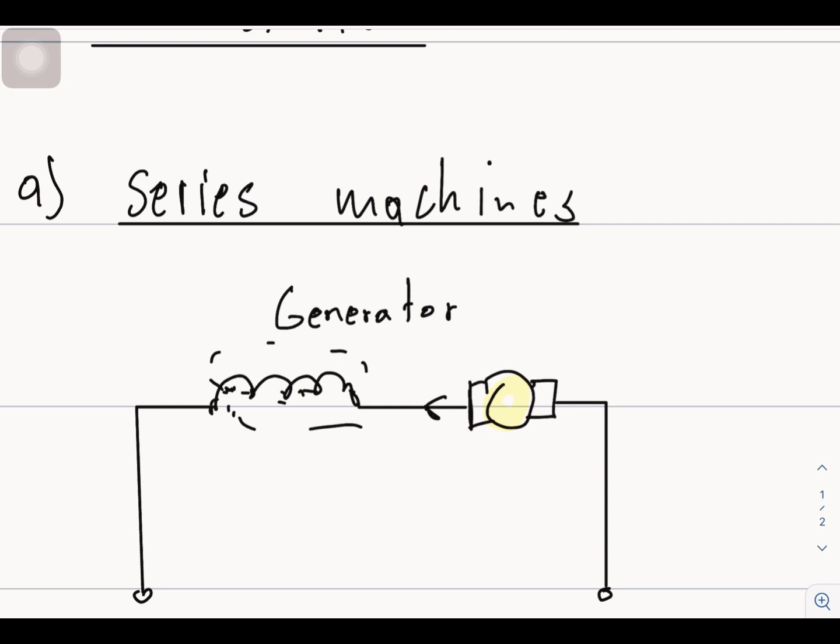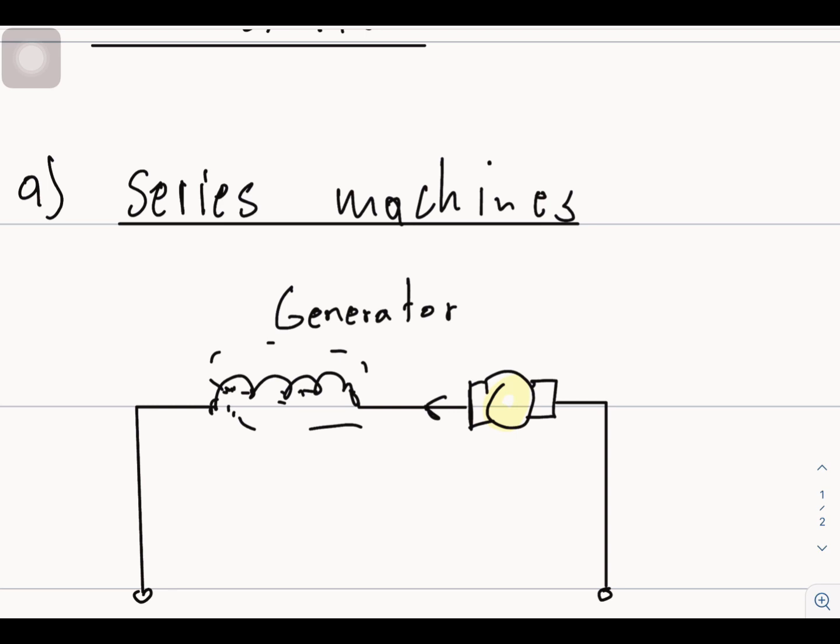It doesn't need another supply for us to supply current so that we have a magnetic field around the field winding. That is why we call this category of DC machine self-excited. It doesn't need a separate supply to supply the field winding.